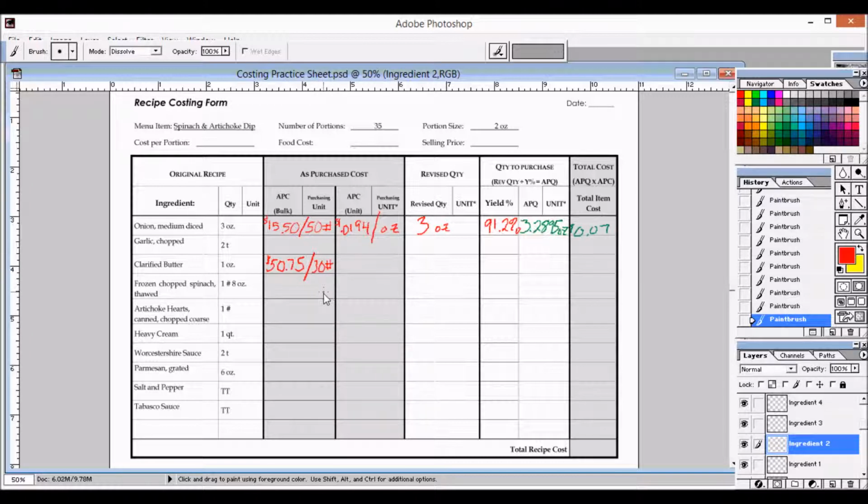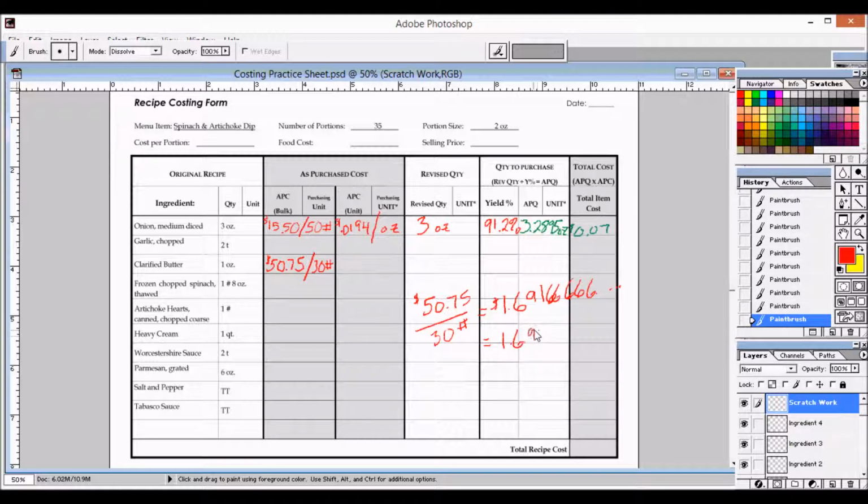So if I want to do a unit price for this, if you notice, it's in pounds and the ingredient is in ounces. So just like the last one where we did the onions and we took it down to per ounce, we're going to do the exact same thing here. So what I'll do is I'll take my 50.75 and I'll divide it by 30 pounds. That's how many pounds we have. And that'll tell me how much it is per pound. So I do 50.75 divided by 30. It's going to tell me that this butter that I'm buying costs me 1.69166666, and so on and so on. So I'll cut that off at, say, $1.6917 per pound.